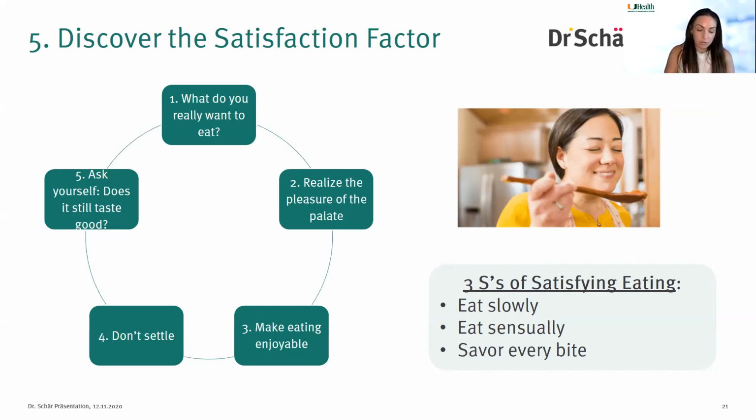And so some ways to assess satisfaction is by using these 5 questions. Ask yourself, what do you really want to eat? What will satisfy me, quote unquote? Realize the pleasure of what you're eating. How does it taste? What does it smell like? What is the texture? What does it look like? How much is on the plate? All of these things go into that satisfaction factor.